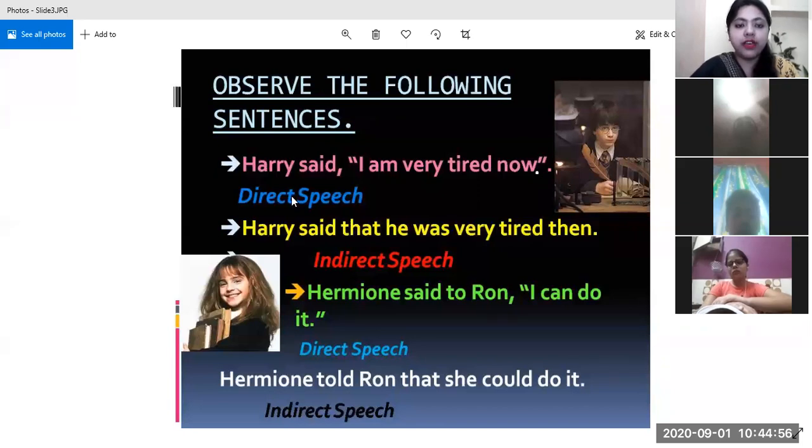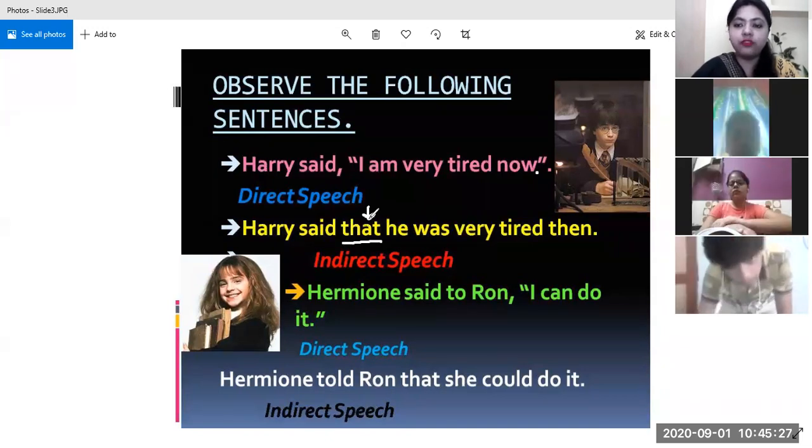So, while in the indirect speech, the second sentence, Harry said that he was very tired, what do we do here? We do not place any inverted commas or comma. Okay, these things are removed, and in place of the comma, generally or mostly, the word that comes in between. Okay, this word that comes in between in most of the transformations, not in all but most of them. And as we study further, we'll know where we do not place a that.